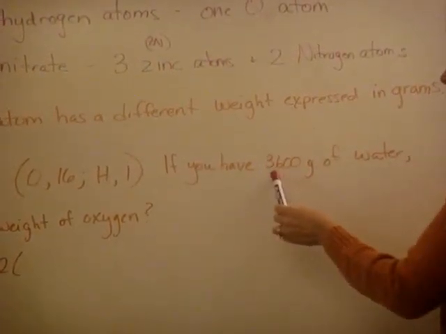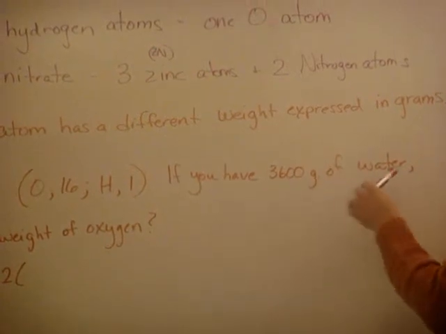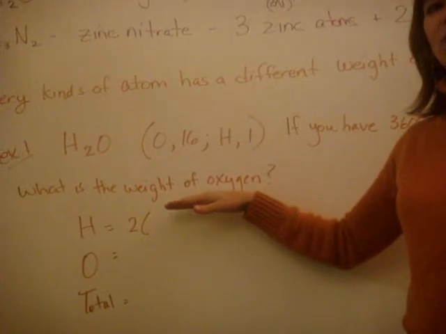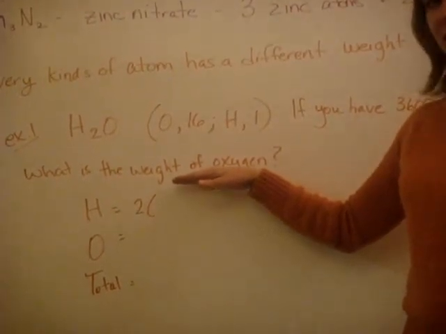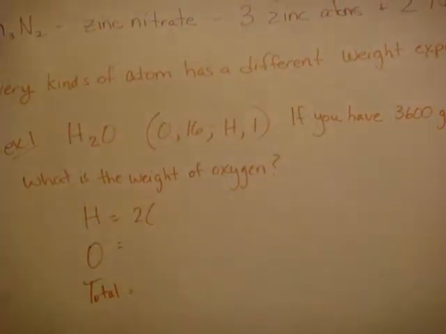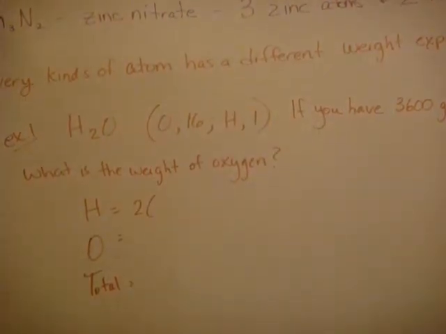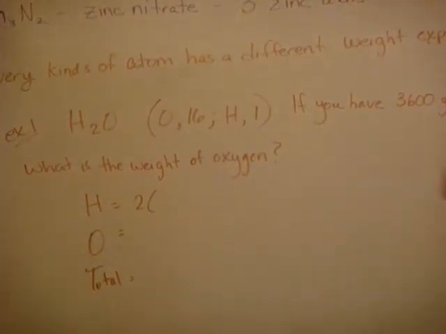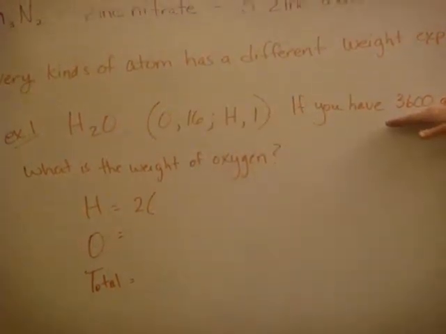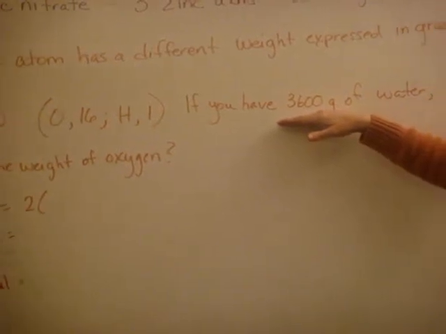If you have 3,600 grams of water, that's your molecular weight. They want us to find out what is the weight of oxygen. So we have the weight of the whole molecule. We need to find out what the weight of just one oxygen would be if it was 3,600, how much the oxygen would weigh.